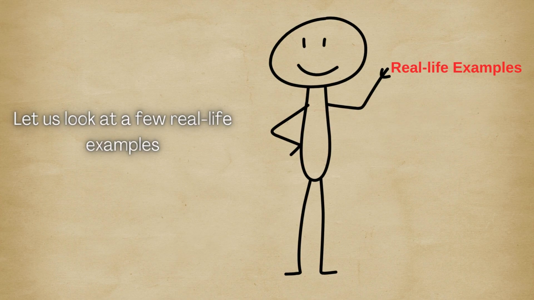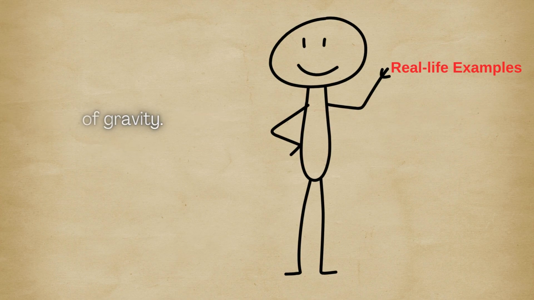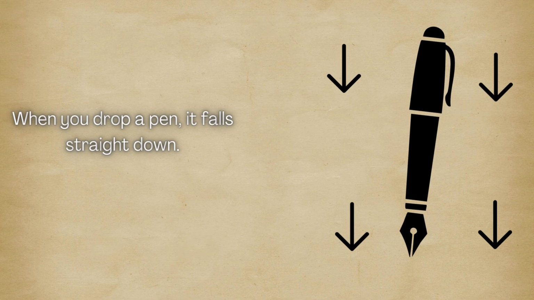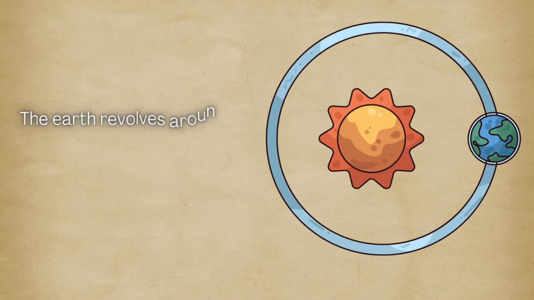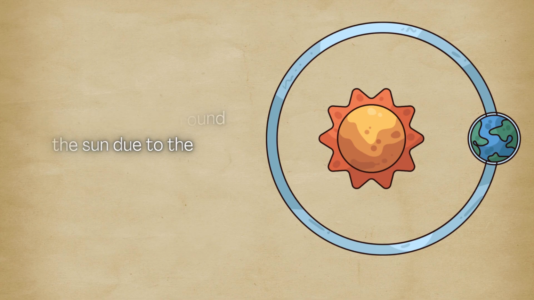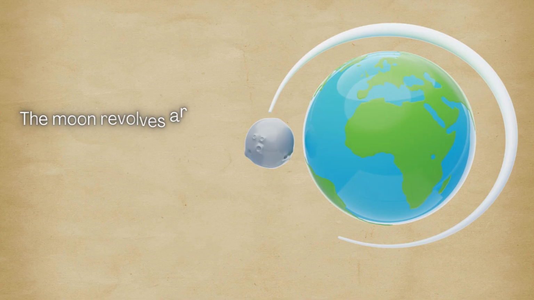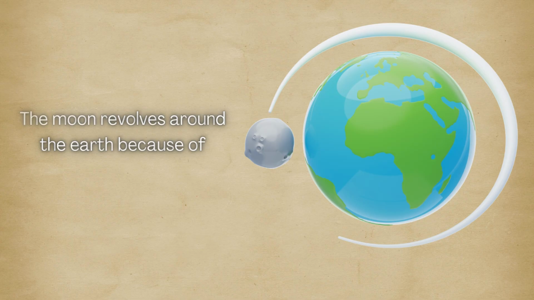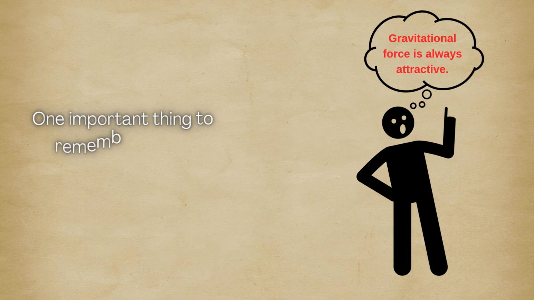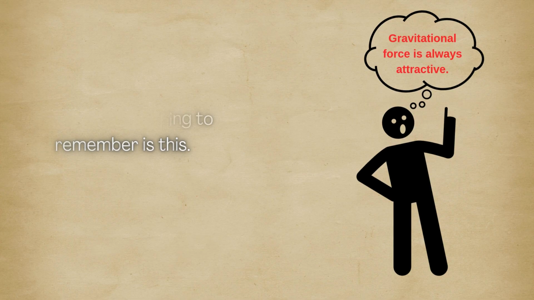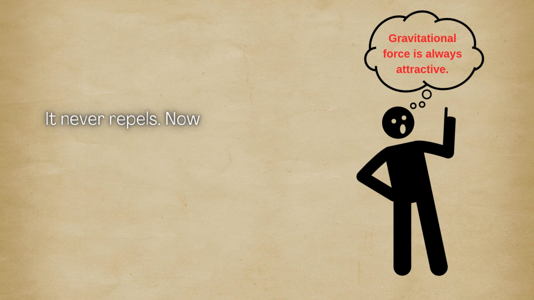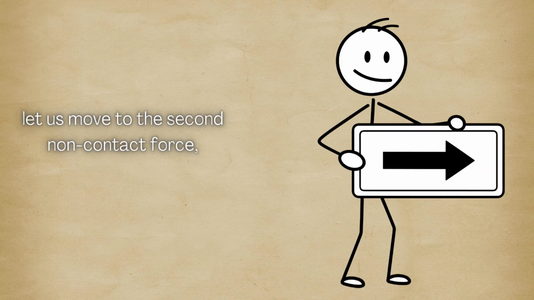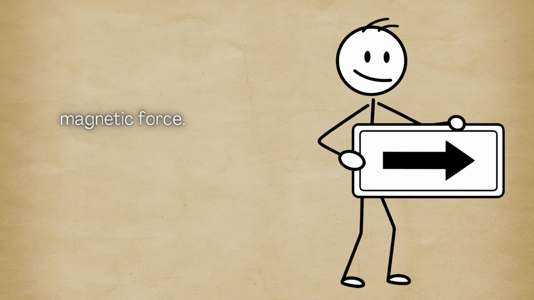Let us look at a few real-life examples of gravity. When you drop a pen, it falls straight down. Rain falls from clouds toward the ground. The Earth revolves around the sun due to the sun's gravitational pull. The moon revolves around the Earth because of Earth's gravity. One important thing to remember is this: gravitational force is always attractive. It never repels.